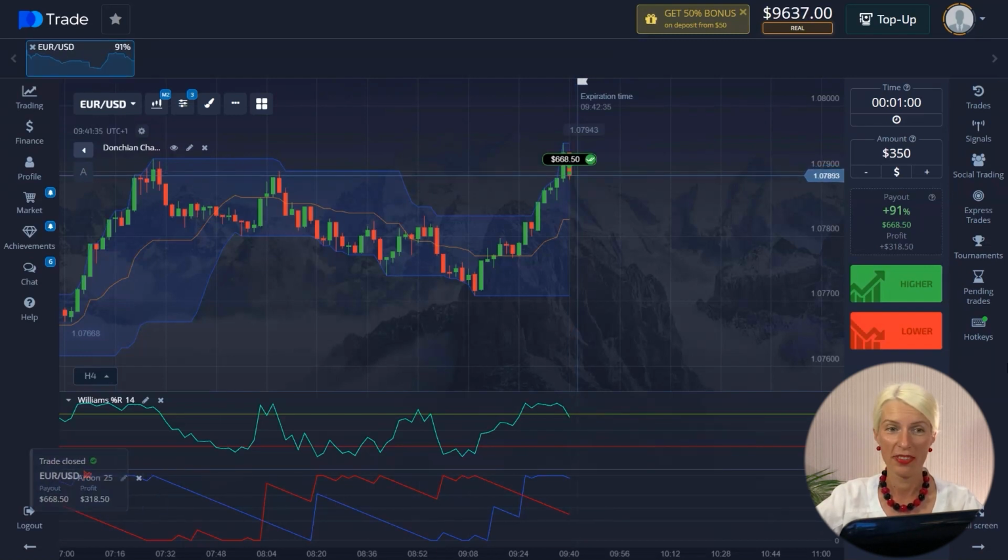And here is another trade completed, and it brought us $318.5. Moving on, I remember my first time dealing with a Japanese candle. Then I did not immediately understand what it was. To understand its essence, you just need to understand its structure, which I have just described.